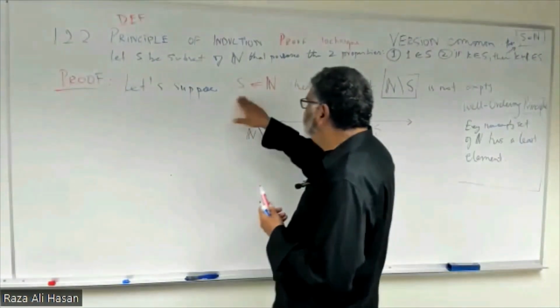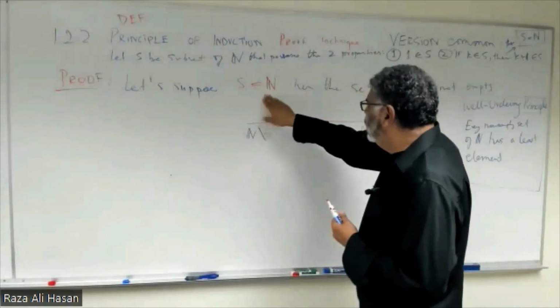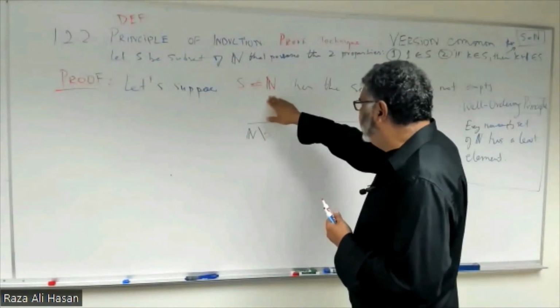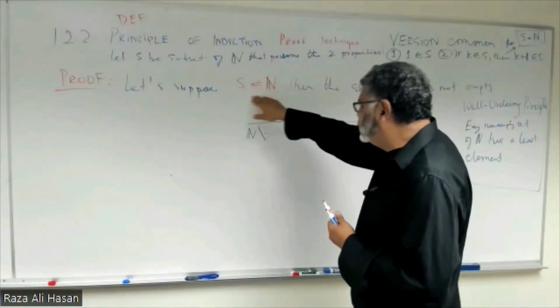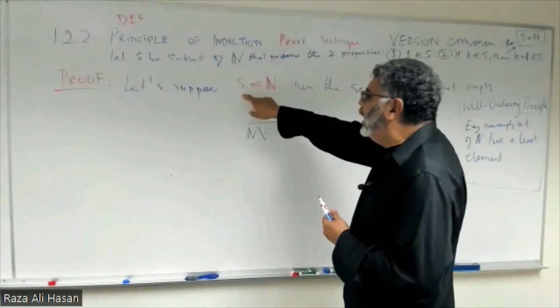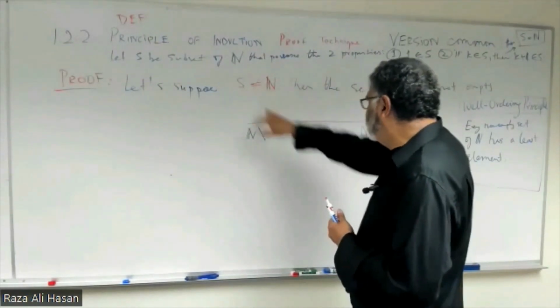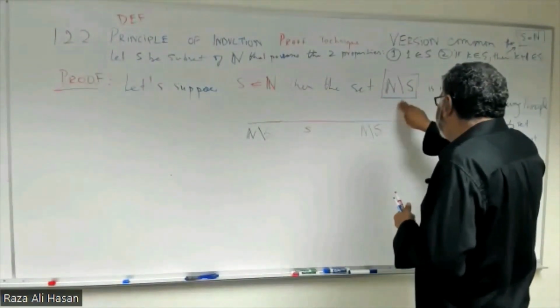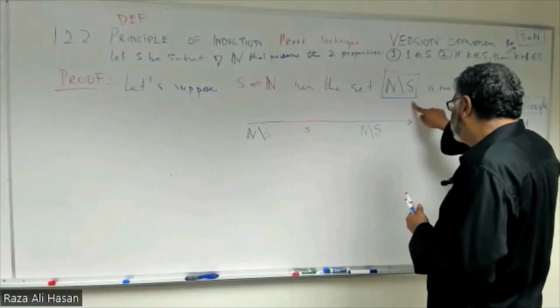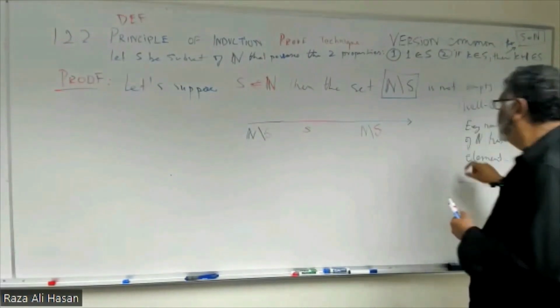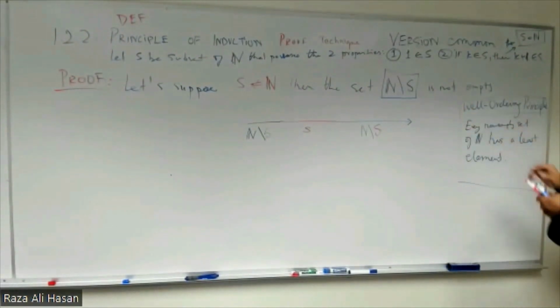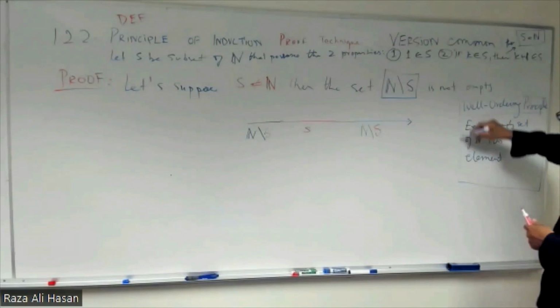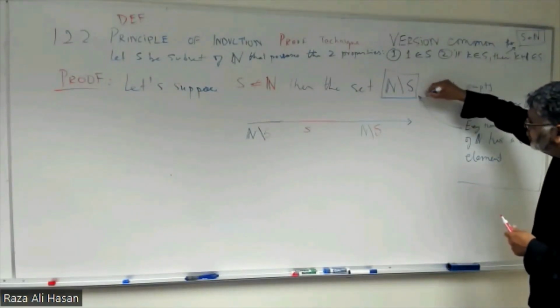So let's suppose S is a subset of N and S is not equal to N. These are separate sets, and now we're thinking about this set. Then the set N slash S is not empty. If it is not empty, we can apply the well-ordering principle to this thing.